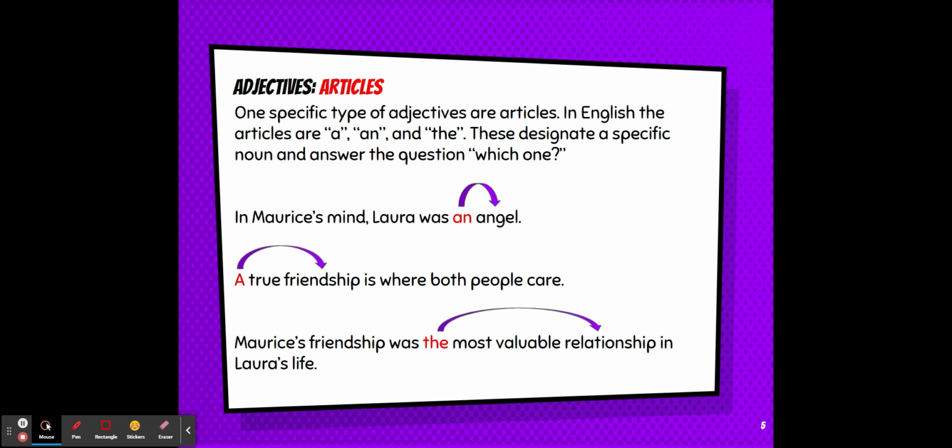One specific type of adjectives are articles. In English, the articles are a, an, and the. These designate a specific noun and answer the question, which one? In Maurice's mind, Laura was an angel. Or a true friendship is where both people care. Finally, Maurice's friendship was the most valuable relationship in Laura's life. Notice that all three of these articles are modifying a noun within the sentence, which makes them an adjective.